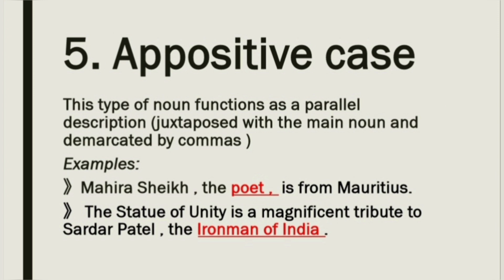Fifth kind of case is appositive case. It is not appositive, it is appositive. This type of noun functions as a parallel description juxtaposed with the main noun and demarked by comma. So in simple words, we can say that it is such a noun or a phrase that renames or describes the noun to which it is next. If you see this example, Mahira Sheikh, the poet, is from Mauritius. So therefore here there is a description of Mahira Sheikh, and the phrase which is juxtaposed, which is just near to it, is describing more about that same person, the poet. So that is appositive.